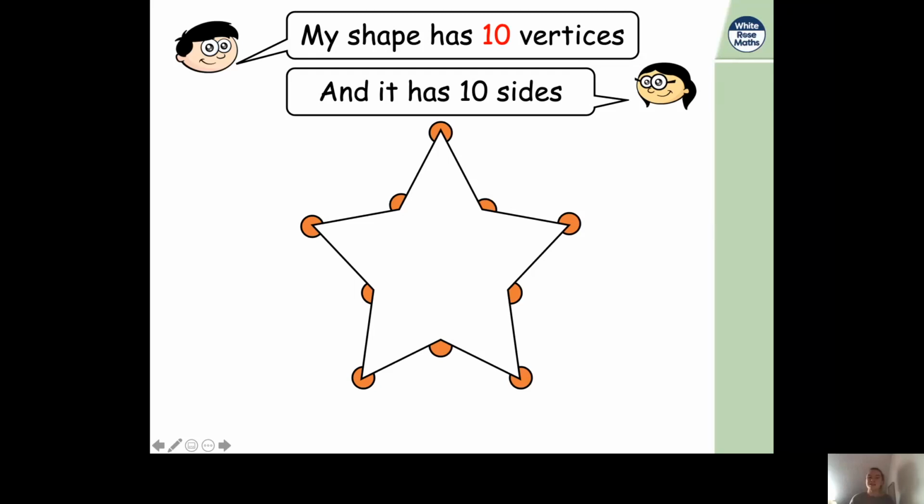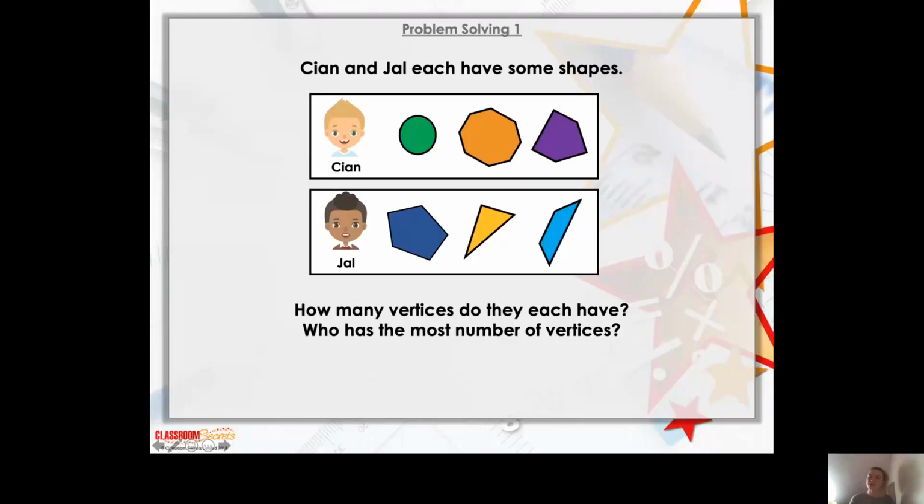Okay, Year 2. So let's have a look at our first problem solving question together. So our question says, Kian and Jal each have some shapes. So yes, they each have 3 shapes. Now we need to work out how many vertices they each have. So we need to look at each of their shapes and then find the total number of vertices on all 3 of their shapes. Once we've done that, we have the question, who has the most number of vertices?